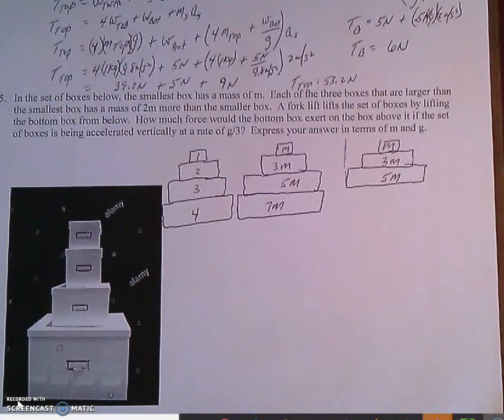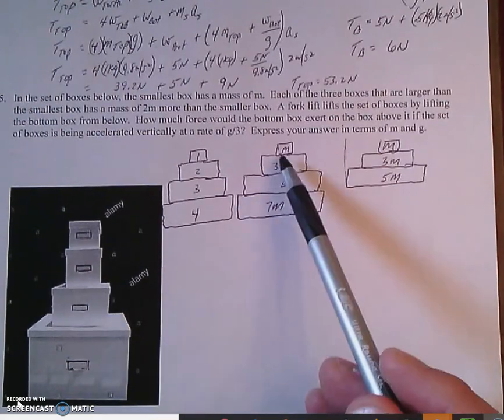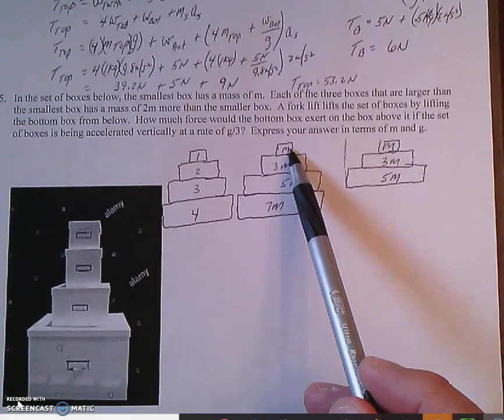Okay, so the last problem is relatively complicated. I only got 1 minute and 10 seconds left on the video, so we're gonna go a little quick, all right? So basically what do we got? We got 4 boxes, box 1, 2, 3, 4. The top box has a mass of m. Each successive other box has a mass of 2m more than the smaller box.